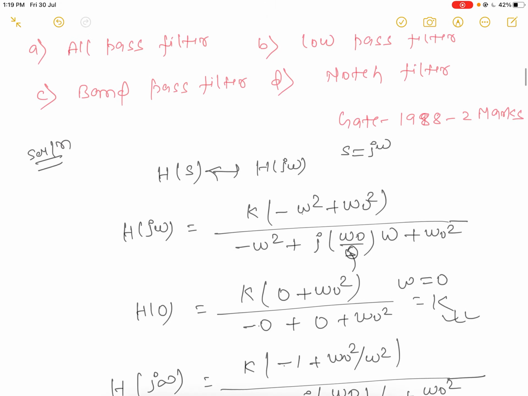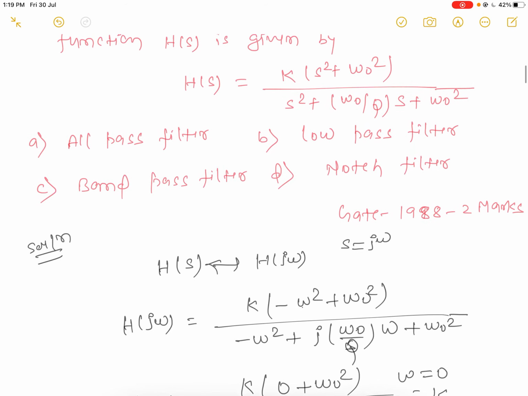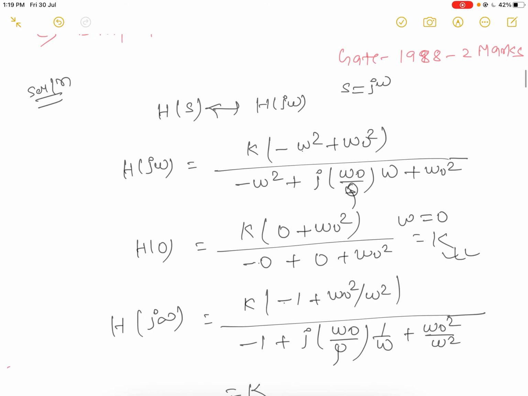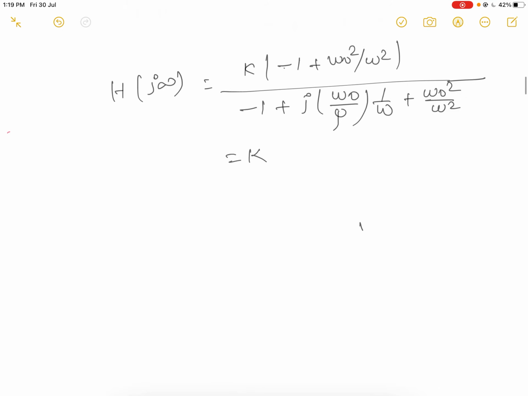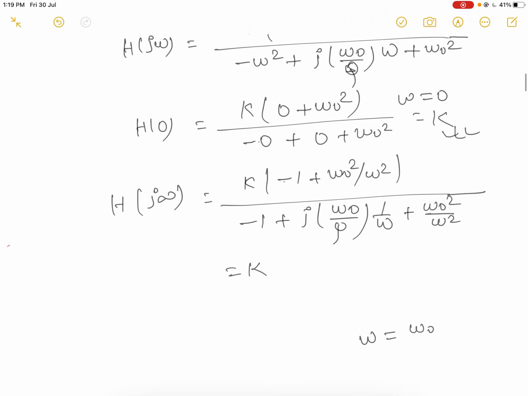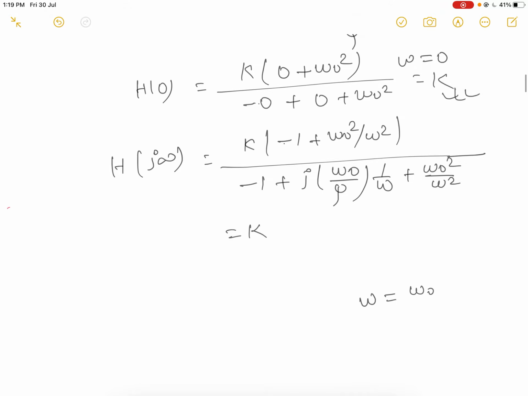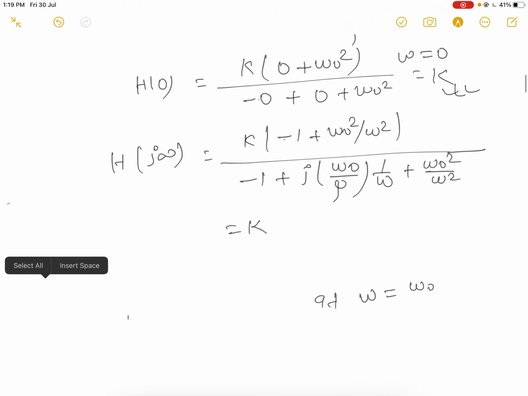But to check where it will be not pass, where it will be not pass. So at a certain frequency omega equal to omega naught, it will be in not pass. Means your transfer function at omega equal to omega naught, H(j omega naught), is 0.